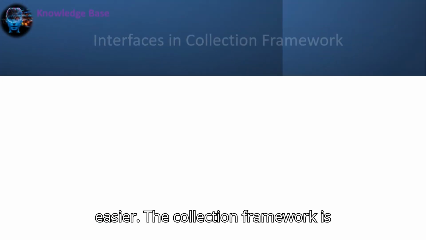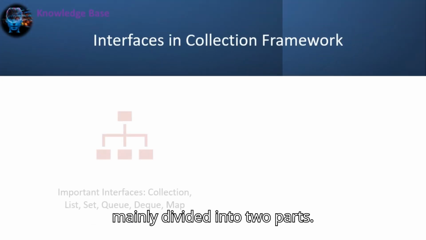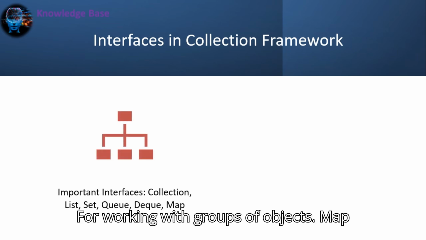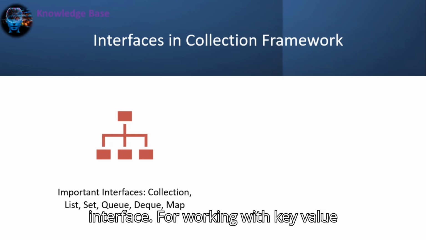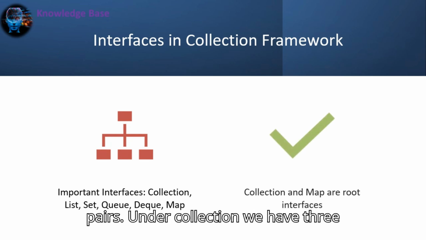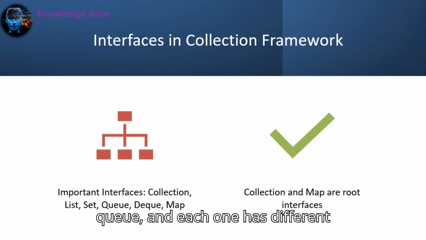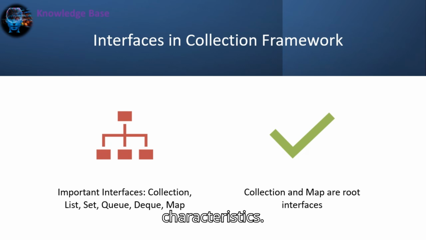The collection framework is mainly divided into two parts: the Collection interface, the root interface, for working with groups of objects; and the Map interface, for working with key-value pairs. Under Collection we have three major types: List, Set, and Queue, and each one has different characteristics.